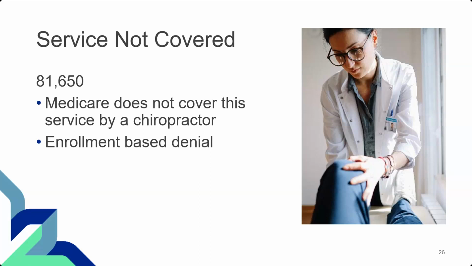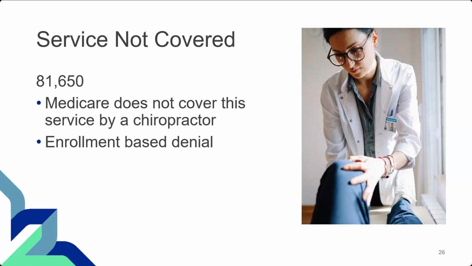Hey, I want this billed to Medicare, and you're like, okay, but they're not going to cover it. In any of these cases, that's what's happening. When we say it's an enrollment-based denial, it's not based on the fact that your enrollment record isn't complete. It's based on the fact that you enrolled as a chiropractor with the specialty 35 in the enrollment system, PECOS, the Provider Enrollment Chain and Ownership System. That's what's causing this denial. Not right, not wrong, it just is what it is.